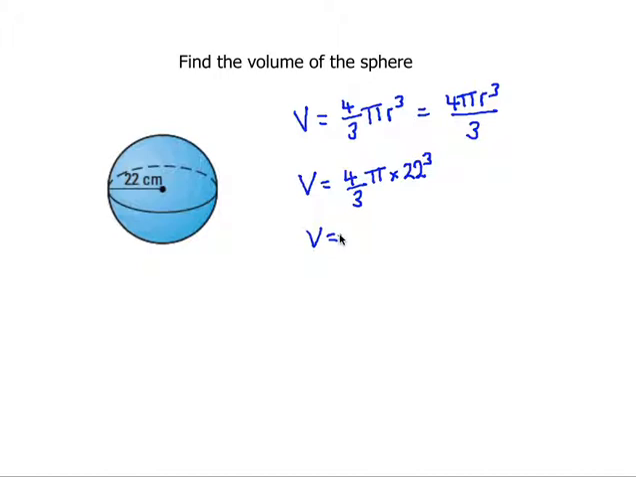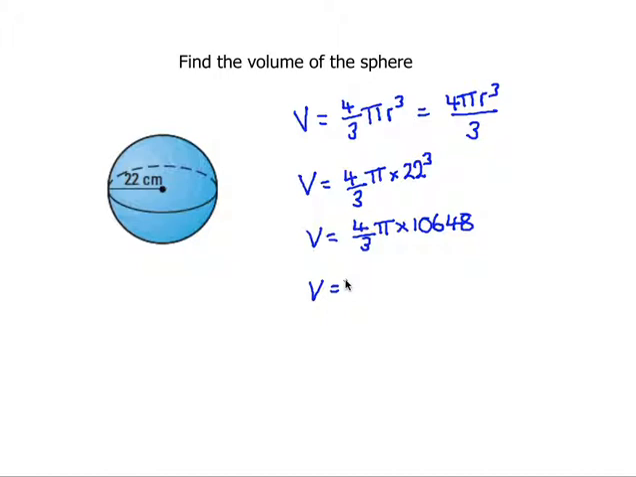22 cubed has a value of 10,648. So that's 4/3 of pi times by 10,648. And the easiest way to find 4/3 of something is just to divide it by 3 and then times it by 4. So we'll divide that by 3 and then times it by 4.